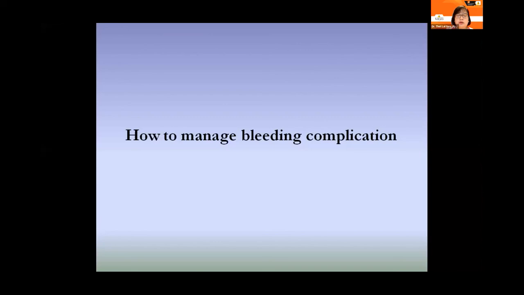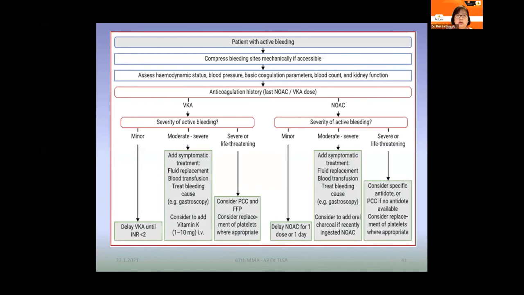In patients on oral anticoagulation, this is how to manage bleeding complications. When there is bleeding, compress the bleeding site, then check the hemodynamic status, coagulation parameters, blood count, and kidney function. What anticoagulant is the patient taking? Vitamin K antagonist. Is it minor bleeding? Then we can stop the warfarin for a while to let the INR go below 2. If moderate to severe, we can give fluid replacement and then vitamin K injection. Severe and life-threatening bleeding should be treated with prothrombin complex concentrate or FFP.